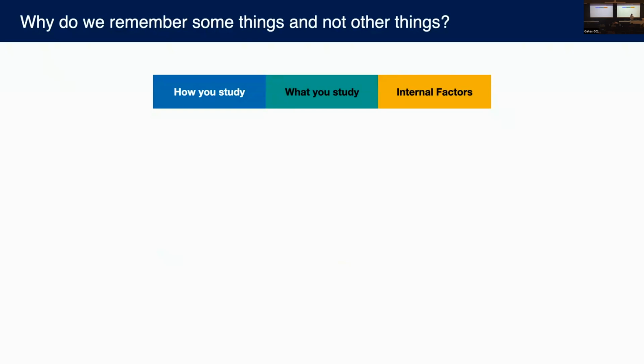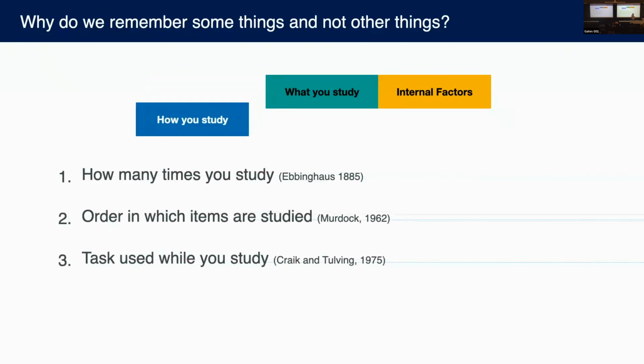And so one big group of theoretical ideas about why you remember stuff is just the way that you experience it, how you study it. So how many times you see something. This is going back to the classic Ebbinghaus studies that maybe you learn about in a psychology 101 class. Also, the order in which things happen in an experience really matters.